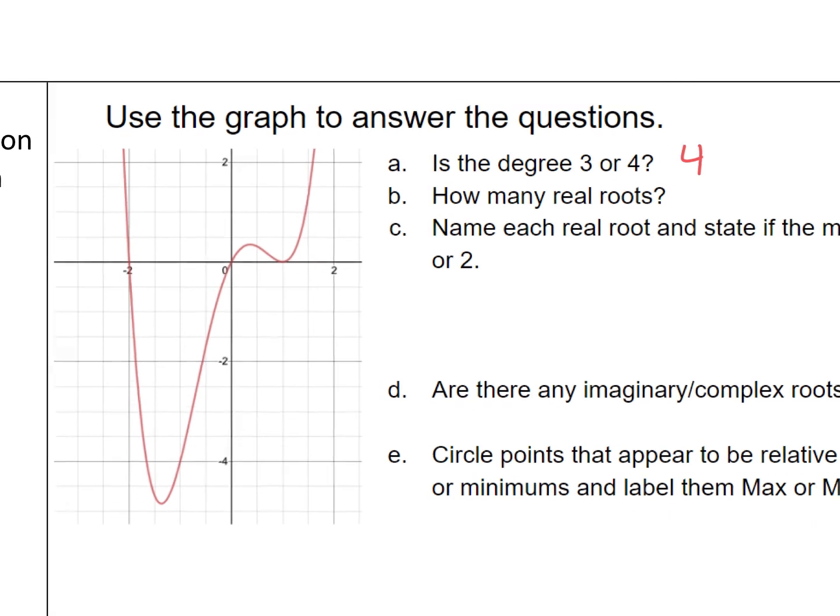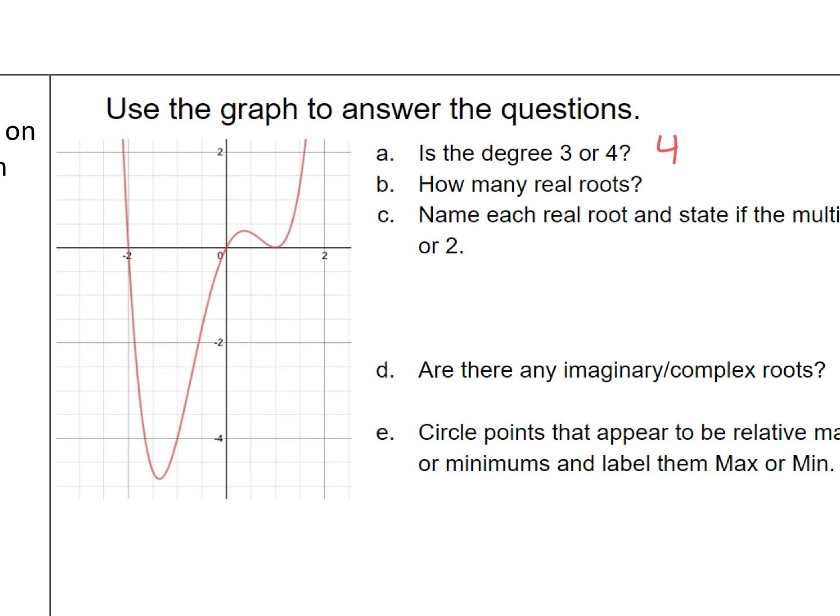Good. How many real roots? How many answers do they have to be on this, if the degree is 4? 4. Do you see any imaginary bumps? No. So there's 4. Then it says to name each root and state the multiplicity. Okay, I can see where you might have put 3 because one of these roots has a multiplicity of 2. But technically it's still 4 answers. So let's see where these roots are.